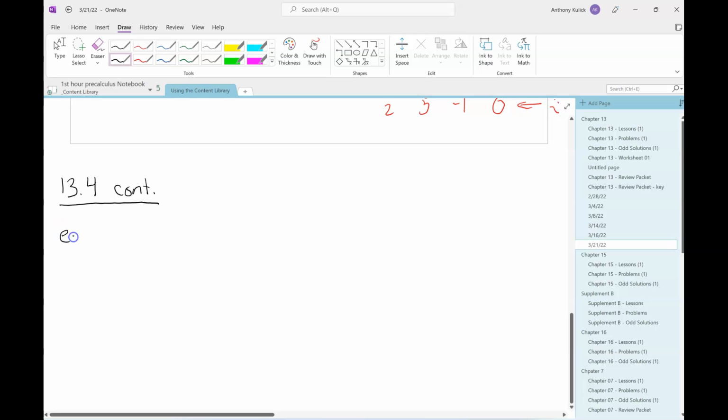All right. So what we have been working on the last few days has been finding zeros for polynomials.